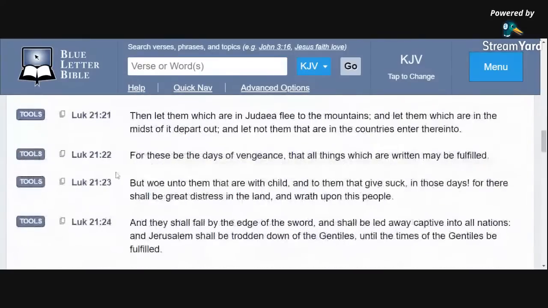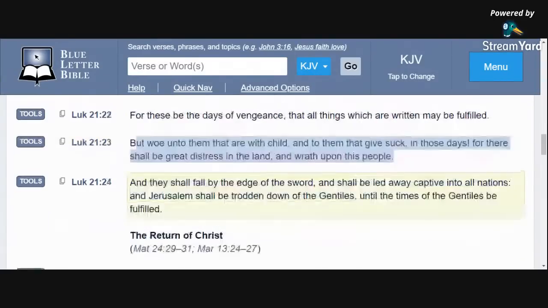Luke 21. I'm going to start at 22. He says, for these be the days of vengeance, that all things which are written may be fulfilled. But woe unto them that are with child, and to them that give suck in those days, for there should be great distress in the land and wrath upon this people. What people is this? The Israelites.